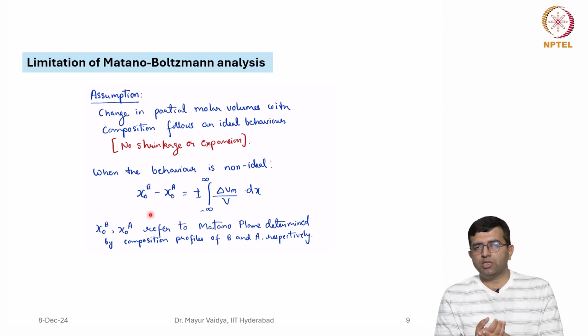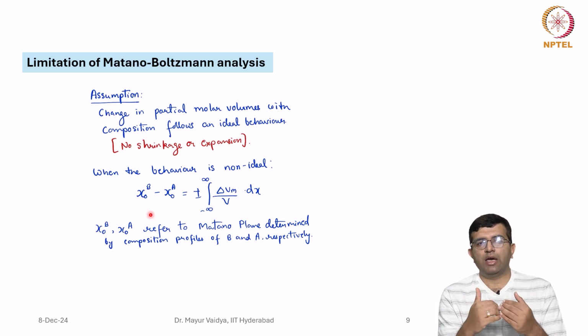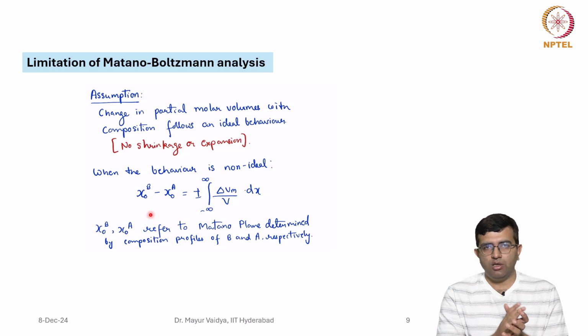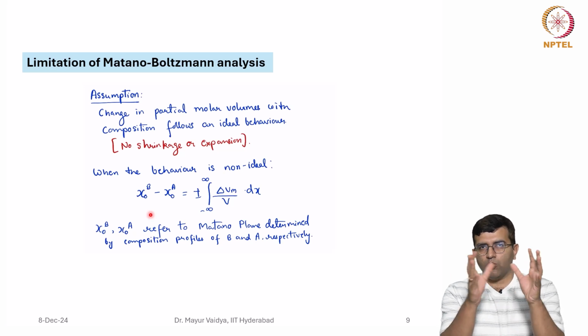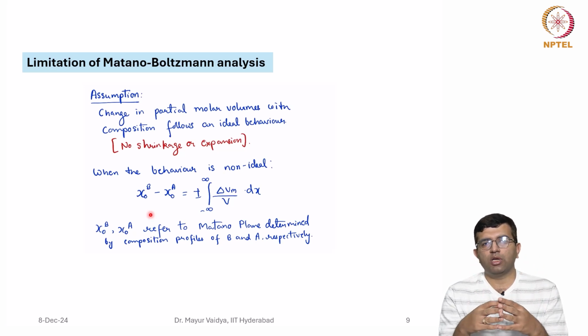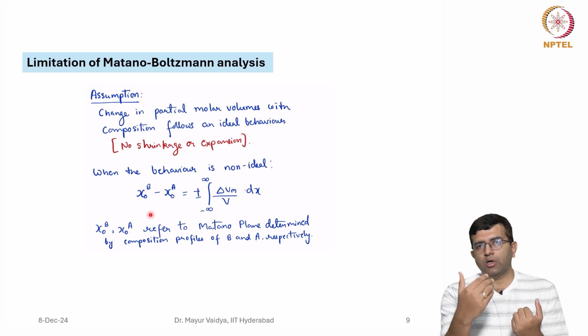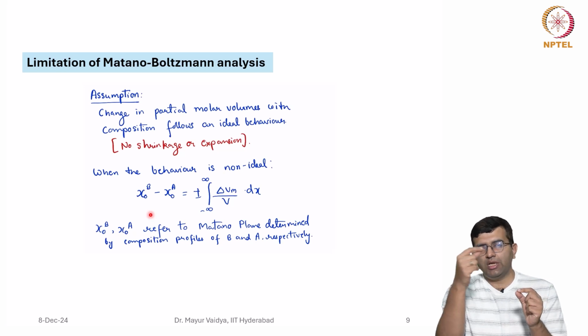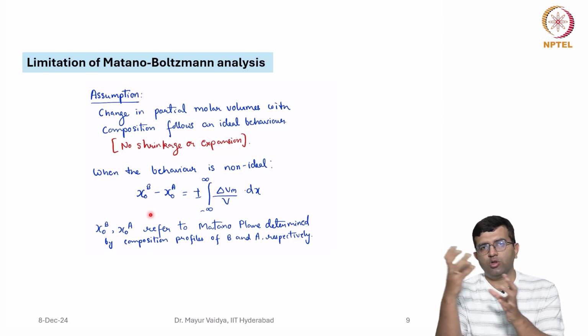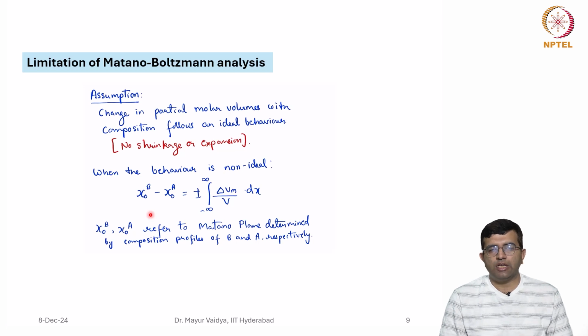There are other methods which people have developed where you circumvent the need of determining x naught. But that is not in the scope of our present course. What the Matano-Boltzmann analysis also gives you are important insights on how to convert this equation to an equation in one variable, and then solve for the value of d tilde. Tweaking this a little bit, to remove the need for x naught, people have developed further methods to determine d tilde.